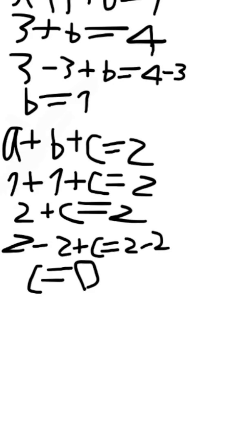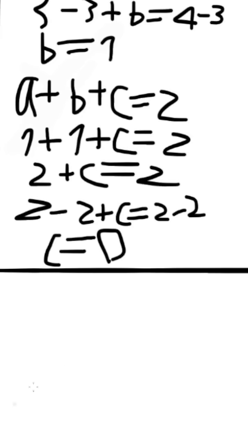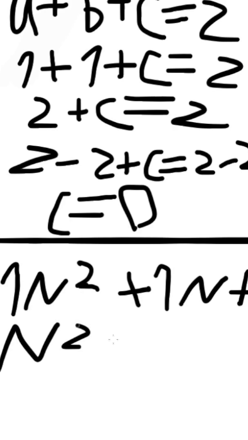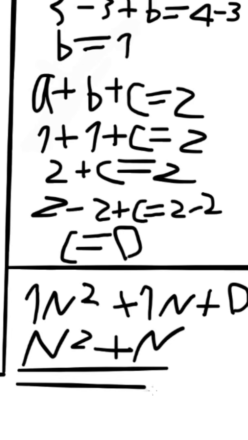And now comes the final step. We're almost done. We simply insert into this thing here: 1n squared plus 1n plus 0. And now just remove anything that's not needed, and we find that n squared plus n is our answer. 2 lines under that. That's all.